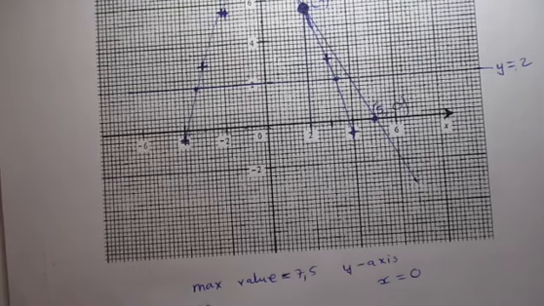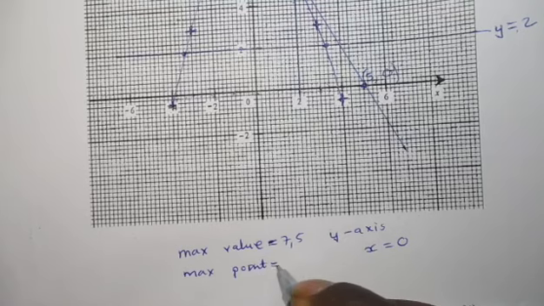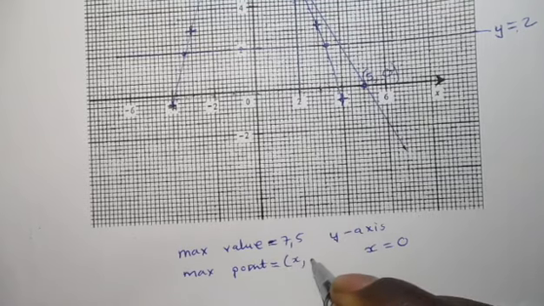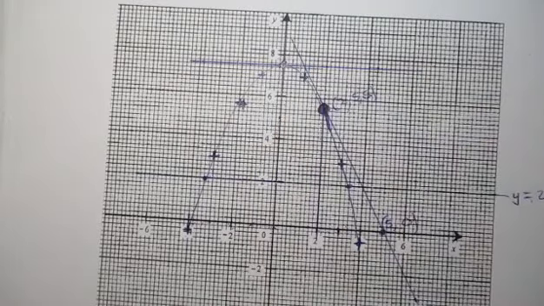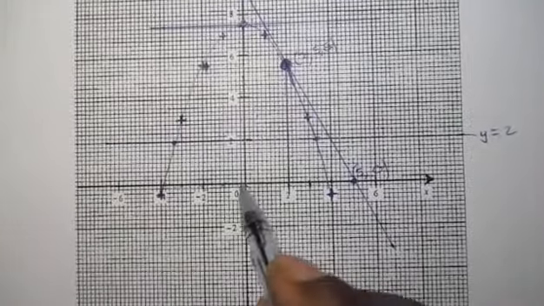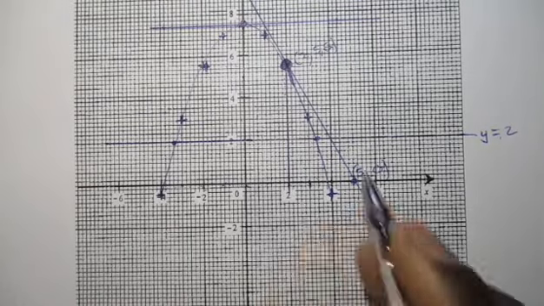But there is a difference between maximum value and maximum point. For maximum point, you need the x coordinate and the y coordinate at the peak point of your graph. So the x coordinate is 0.